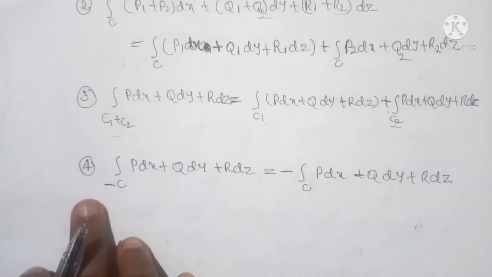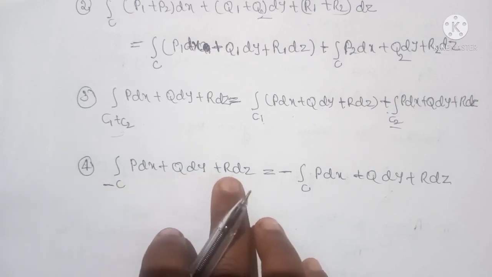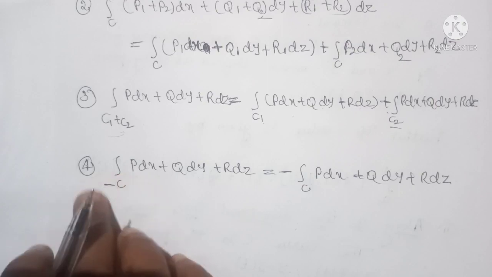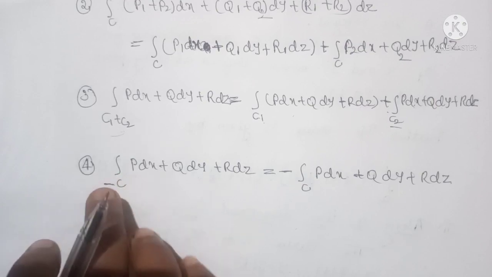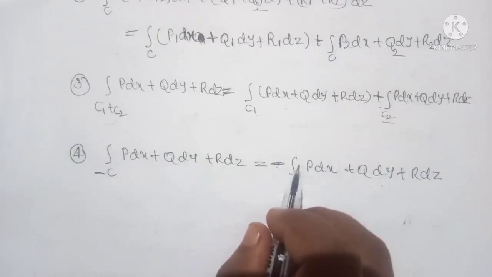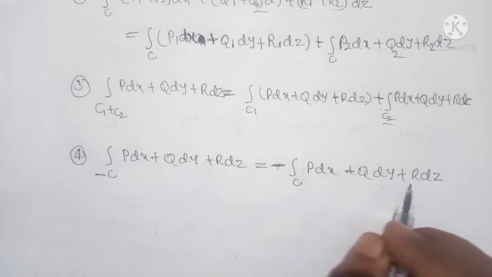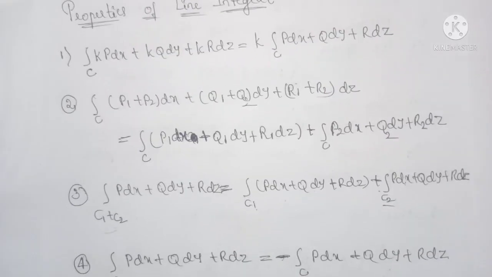Next, the fourth one, integration over minus c of p dx plus q dy plus r dz. If we have the curve minus c, the negative of the curve, then this can be written as negative of the integral over c of p dx plus q dy plus r dz. So these are the properties of line integral. Now let us solve some problems on this.